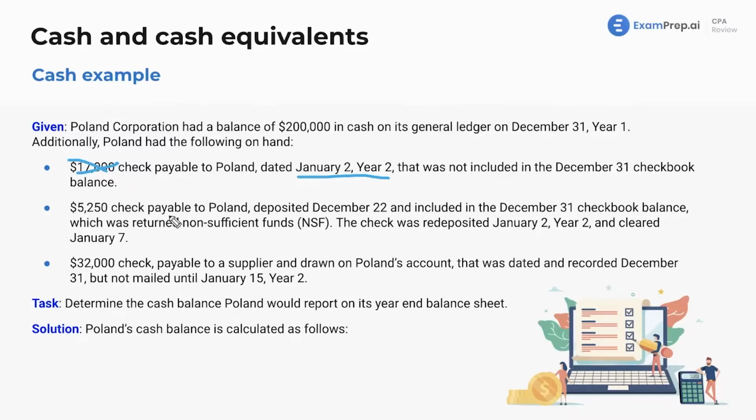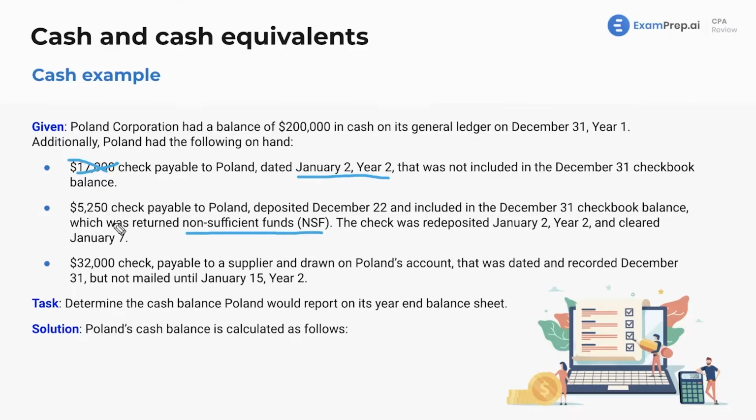What about a check payable to Poland that was deposited December 22nd, included in the balance? So it's included in the 200 right here. Definitely keep this in mind when you're reading questions. It can be super tricky if they included it or not included it. Should we subtract it or not? So it was returned non-sufficient funds.